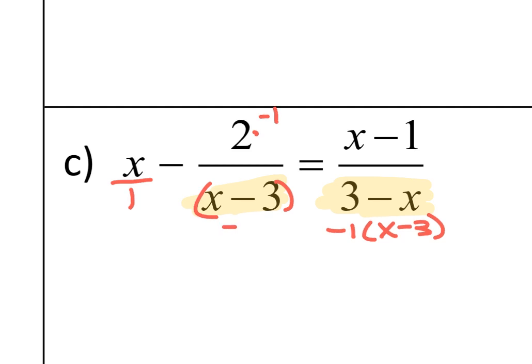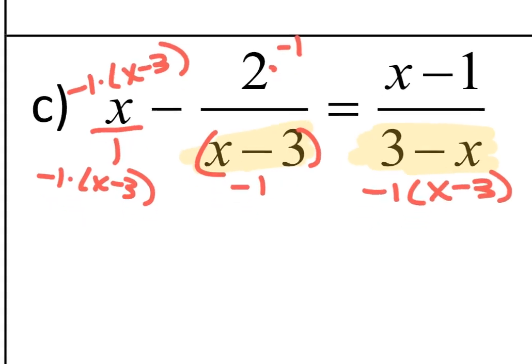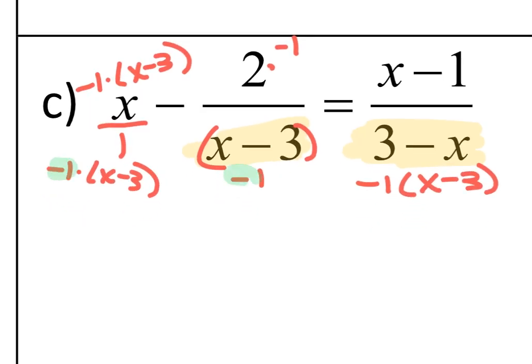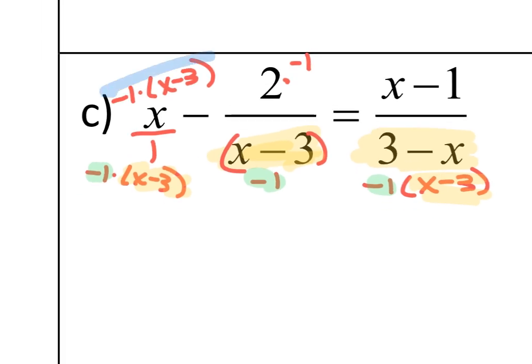And then in this first term over here, did I write negative 1 down there? No, I did not. Negative 1. And then in this term down here, I'm going to need to multiply by both negative 1 and x minus 3, so negative 1 and x minus 3 in both the numerator and denominator. And so now each of the denominators has the negative 1 and the x minus 3. And so now I'm going to just solve for the numerators.